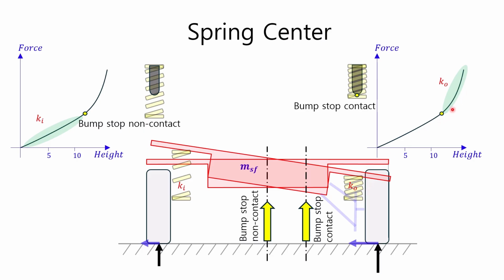The bump stop limits the ride height so that it does not fall below a certain height when bumping or cornering, so that the sprung mass does not interfere with the unsprung mass such as the tire, and prevents contact with the ground. When the bump stop operates, the overall spring constant becomes the sum of the spring constant of the spring and the spring constant of the bump stop. Therefore, because the spring constant increases when the bump stop operates, the spring center is formed on the outside as shown in the figure here.